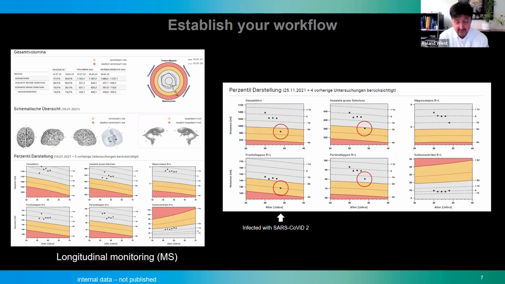And I would like to show one of these cases with you where we had a patient that was followed throughout 4 different times. Then he got infected with COVID. And during the infection with COVID, the volume of the brain decreased rapidly. Now, it decreased in all of these 4 measures, but if we look at the ventricular size, for example, this was not visible. So what happened?